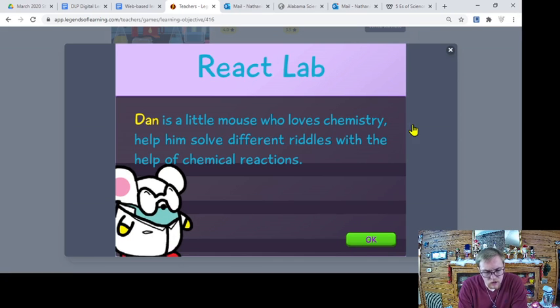Dan is a little mouse who loves chemistry. Help him solve different riddles with the help of chemical reactions.